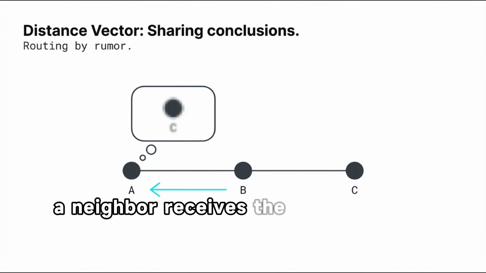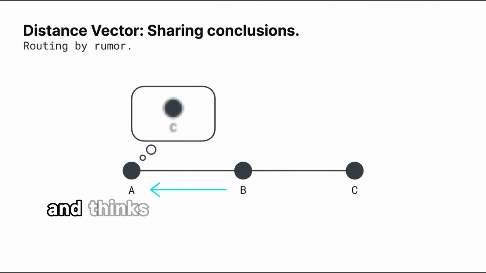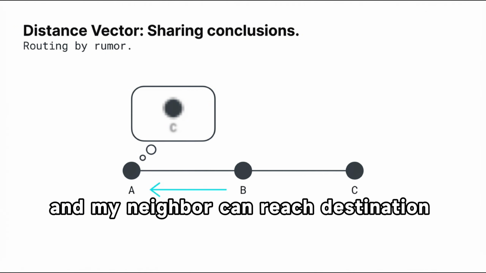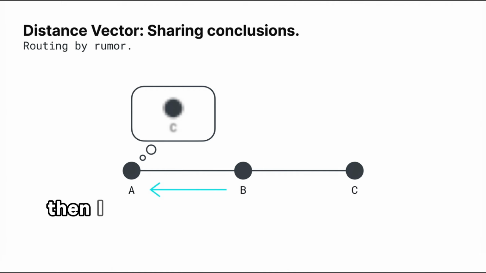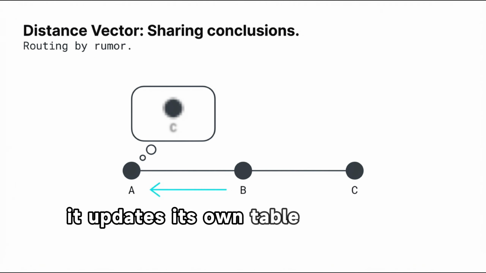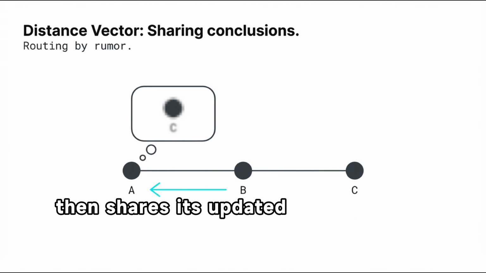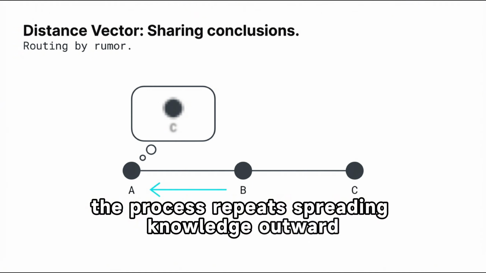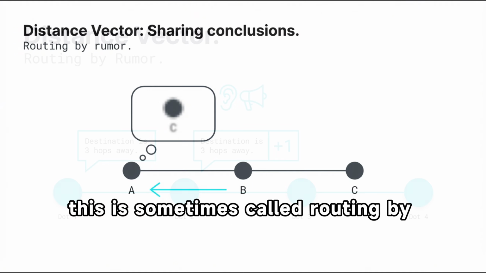A neighbor receives the table, looks at each entry, and thinks, if I can reach my neighbor at a cost of X, and my neighbor can reach destination Y at a cost of Z, then I can reach destination Y at a cost of X plus Z. It updates its own table accordingly, then shares its updated table with its own neighbors. The process repeats, spreading knowledge outward. This is sometimes called routing by rumor.